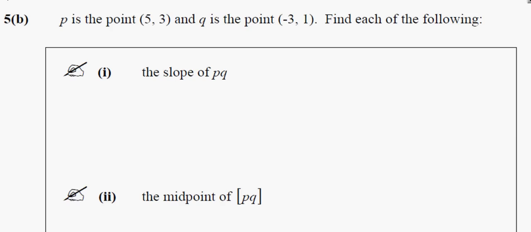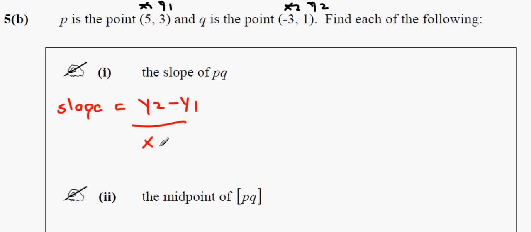Next part, we're looking for the slope of PQ. Now let P be (x1, y1) and Q be (x2, y2). Okay. Now the formula for the slope is y2 minus y1 over x2 minus x1.